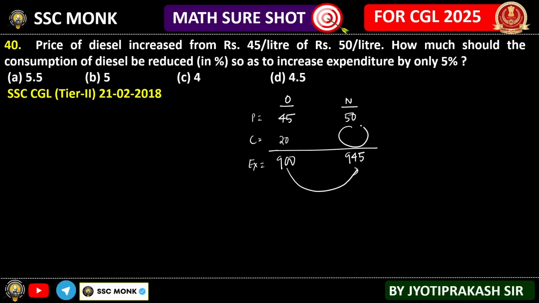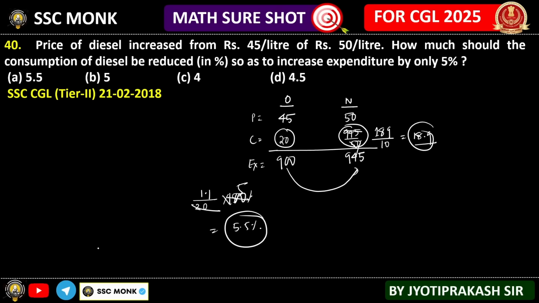Now new consumption will be what? 945 by 50. 0 gone. 5 ones are 5, 4 4, 5 8s are 40, 5 9s are 45 by 10. So that is equal to 18.9. Previously he was consuming 20 liters. Now he is consuming 18.9. So what is the drop? Drop is equal to 1.1 upon 20 into 100. 20 into 5 is equal to 100. So 5 into 1.1 is equal to 5.5%. So how much percentage consumption has been reduced?